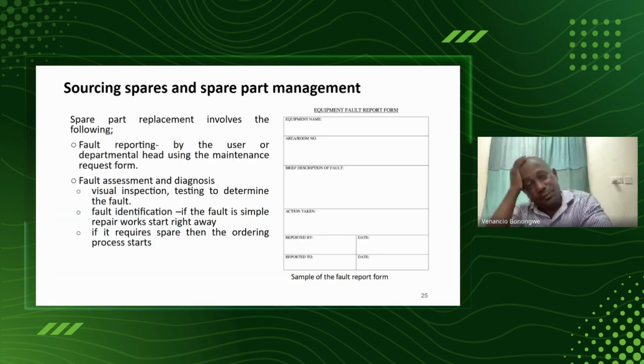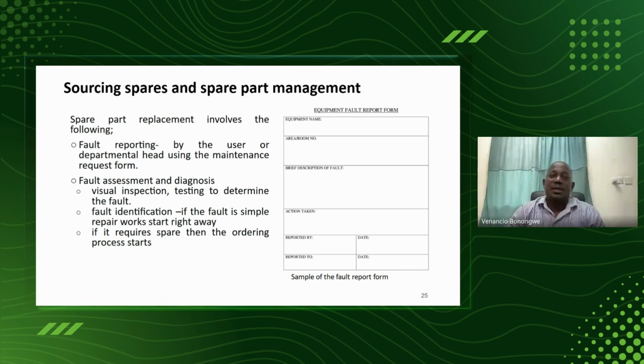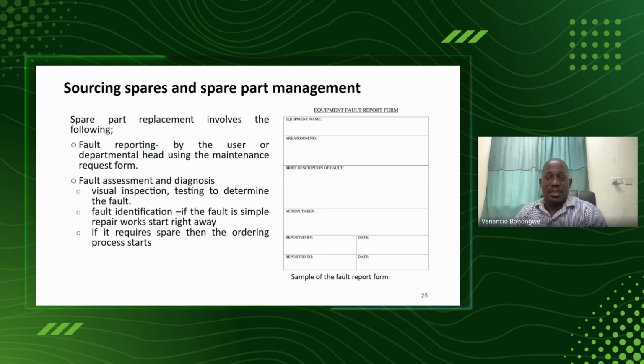Now let me take you through sourcing of spare parts and spare part management. The process of sourcing spare parts starts with fault reporting. And this fault is always reported by the user or the departmental head using what we call the maintenance request form. And after that, engineers go to the department to do fault assessment and diagnosis, and that is done through visual inspection and testing to determine the fault. Fault identification is also done, and if the fault is simple, repair works start right away. And if it requires some spares, then the ordering process of the spares starts.